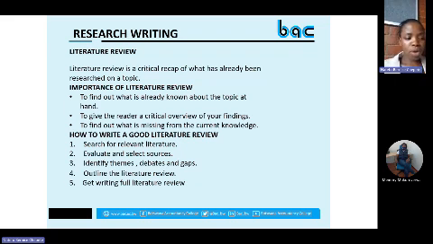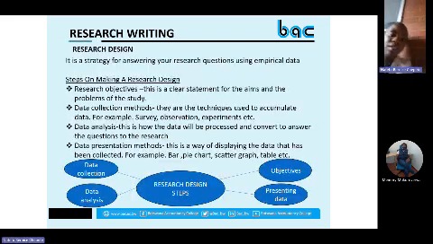We are moving on to the research writing under design. Now, moving on to the research design. Research design is a strategy for answering your research questions using empirical data. Steps on making a research design.